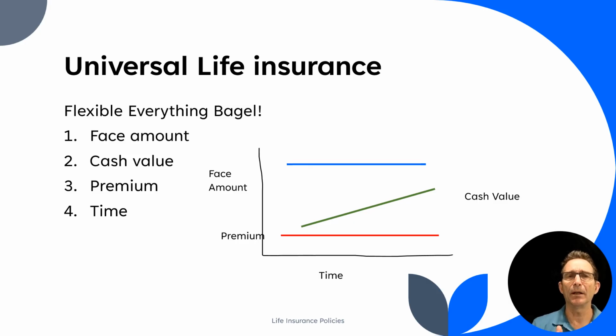So again, a lot of these policies do have some safeguards in there, some safety rails, maybe like a guaranteed minimum death benefit, but it has a lot of moving parts, so that can work for you. Sometimes it can work against you.